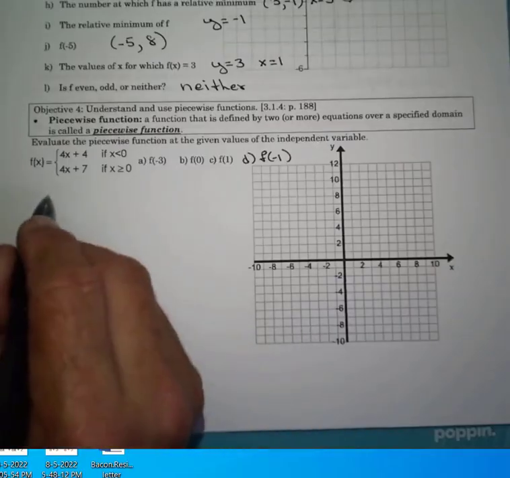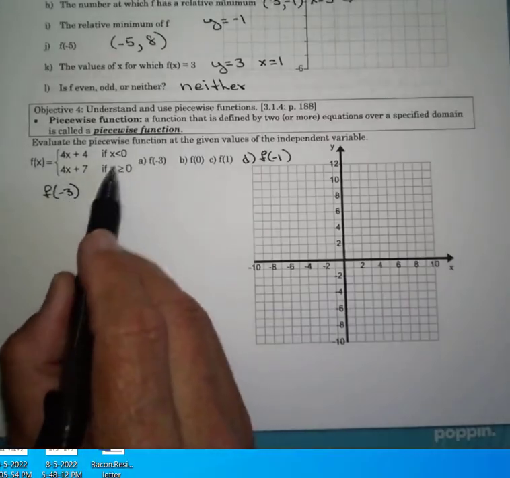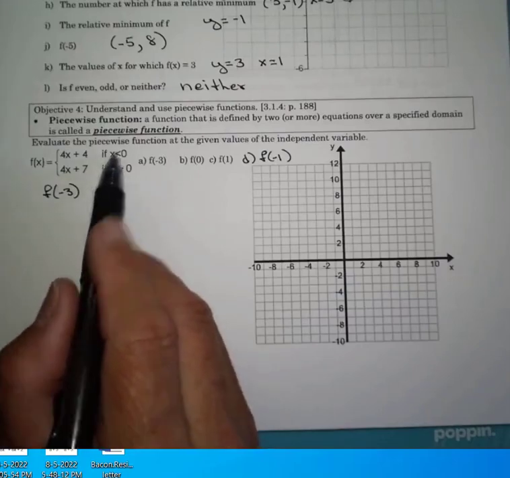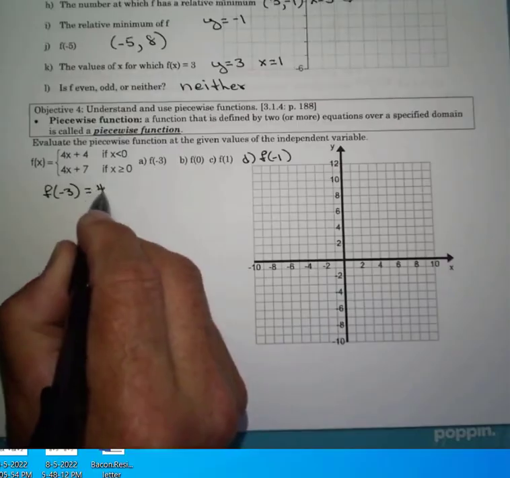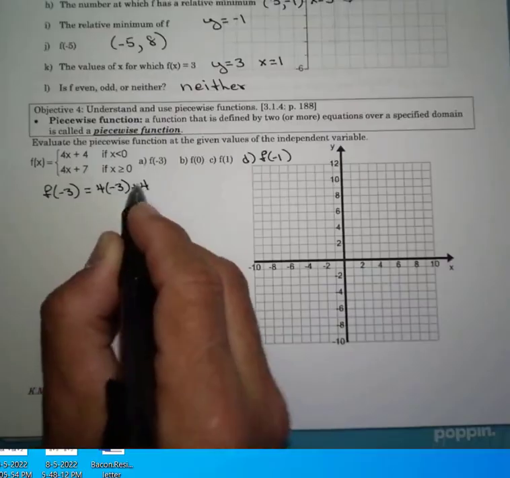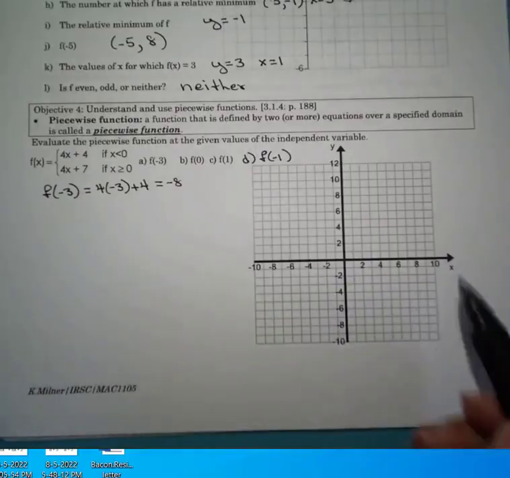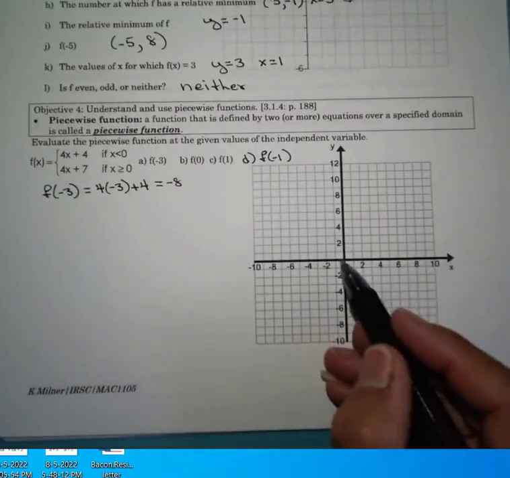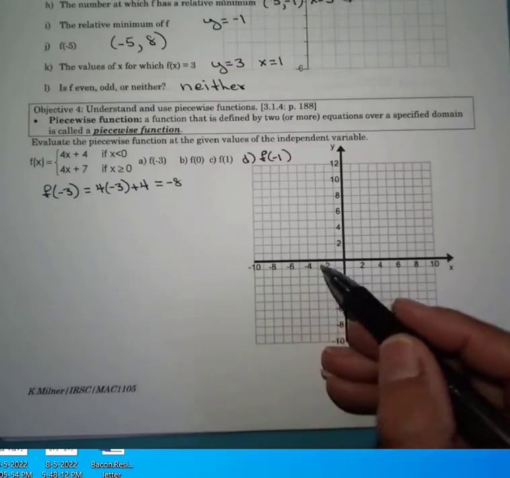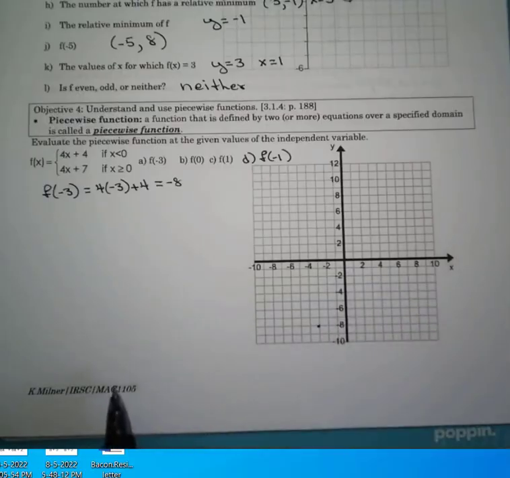Now, let's say I have function of -3. All I have to do is say, where is it? Which one of these do I use if x is -3? Well, that's less than 0. So I'm going to say that's equal to 4 times -3, and I'm using the first one, plus 4, right? Which is going to be -12 plus 4, which gives me a -8. So I could plot that point. I could say I have an x of -3, and when I have x -3, y is -8. So I'm going to go down here and say there's my first point for that one.